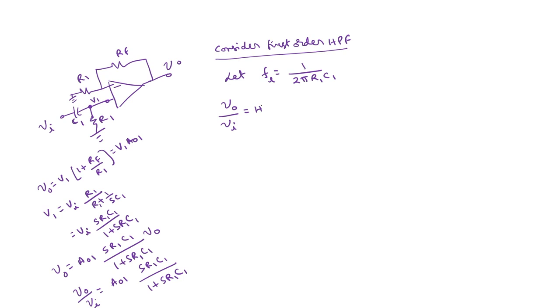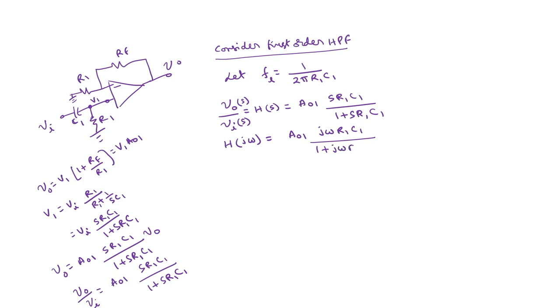H of S. This is equal to A01 S R1 C1 divided by 1 plus S R1 C1. This is the transfer function, and the frequency response, for j omega, is equal to A01 j omega R1 C1 divided by 1 plus j omega R1 C1.